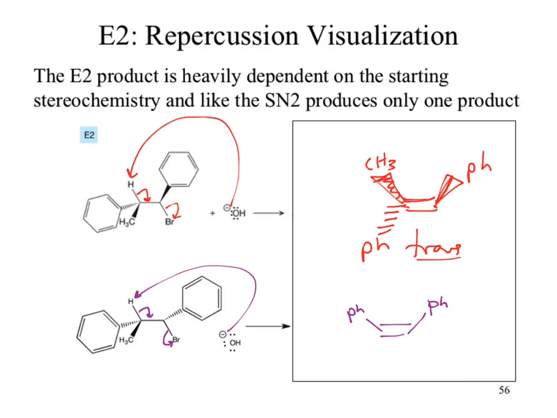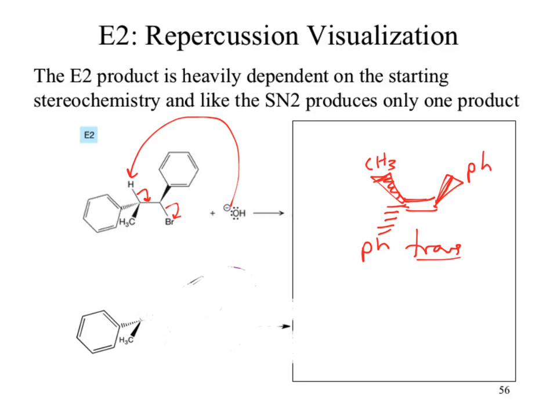Well, couldn't I just rotate? I mean, we did it with the, what was the other thing? The SN2. Can't I just rotate, put the bromine up here, and then get the trans? Why does that not work?